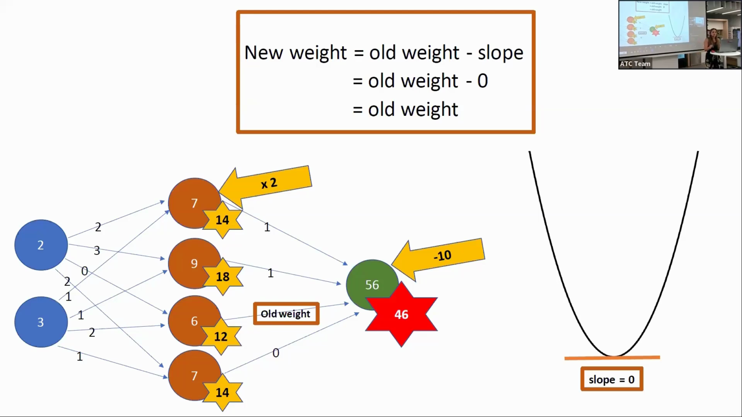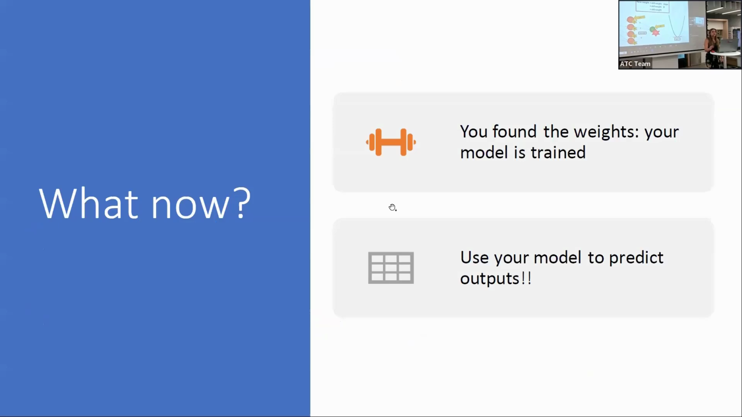Okay, so now that you found your weights, your model is trained. And now you can use your model to predict outputs. So you can use your image recognition model, feed it some pixels, let it tell you what's in your image.